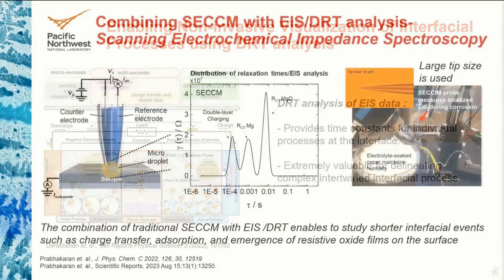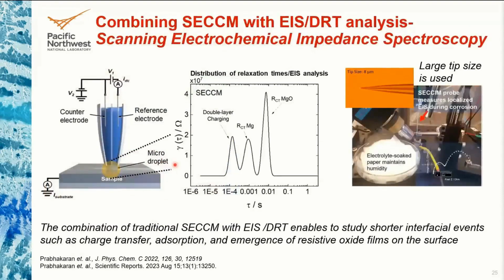So we combine this SCCM with scanning electrochemical impedance microscopy. Basically, after you land the tip, you can collect the basic electrochemical impedance spectrum and then convert that into the distribution of relaxation time analysis, something I'm showing here.